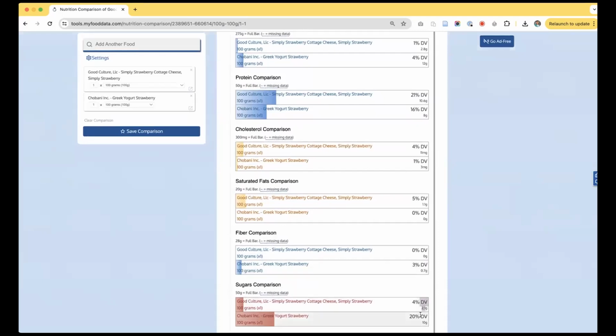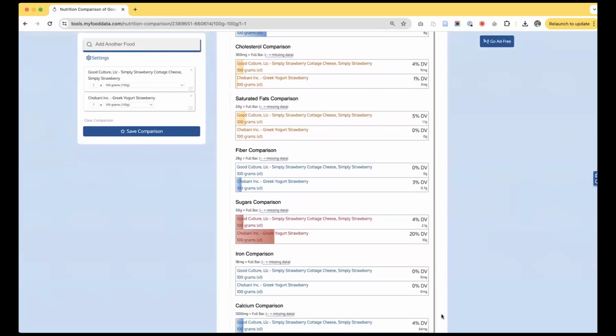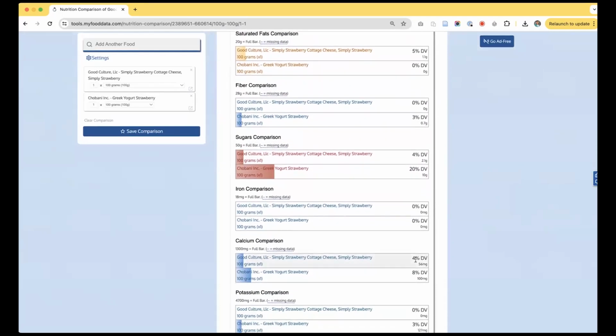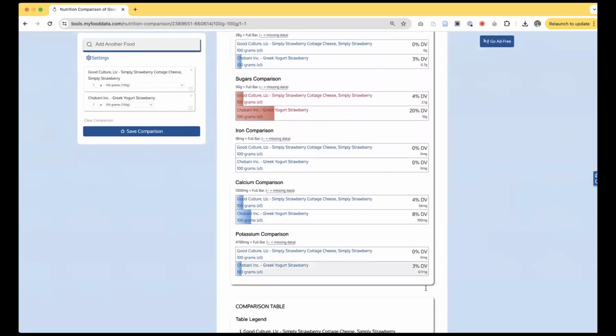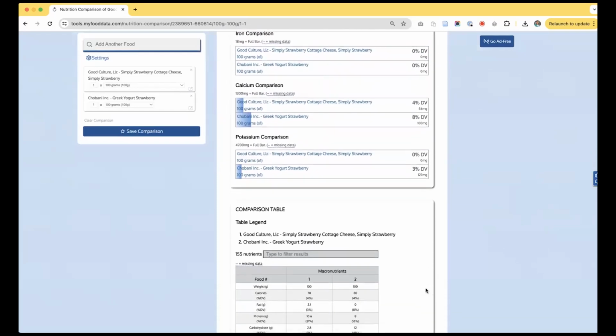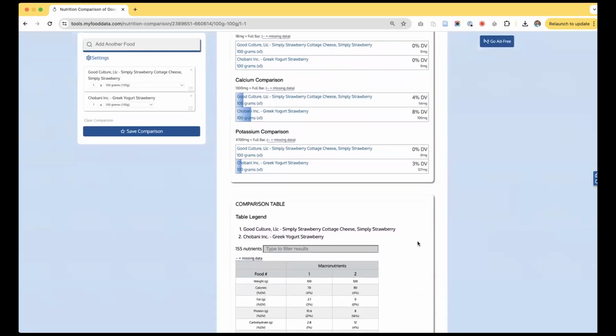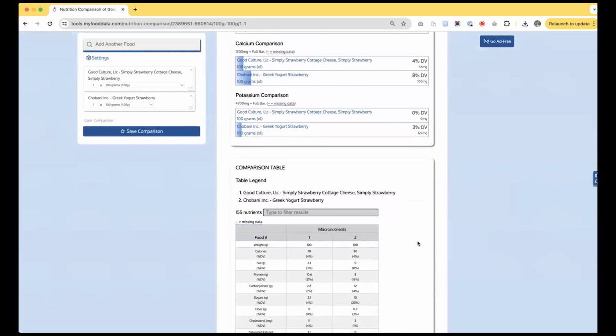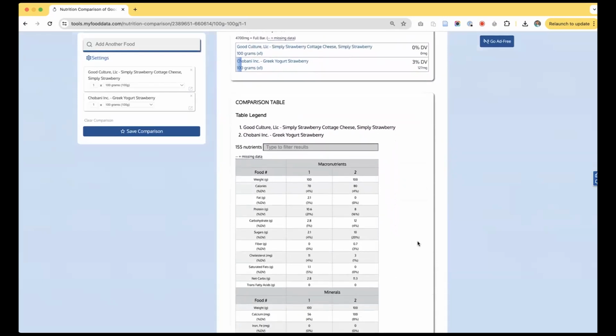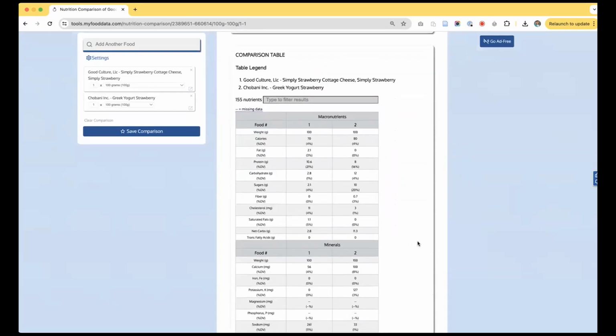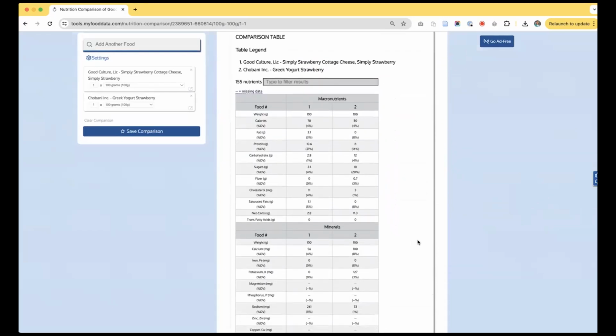Something else that you might look at as you become more experienced and you look at your blood work, and maybe work with your doctor in your labs, is calcium. So this was interesting. There was a difference in calcium as well. And then also just note when you look at the comparison table, the food item number 1 is Good Culture and number 2 is Chobani. That will help you read this table.